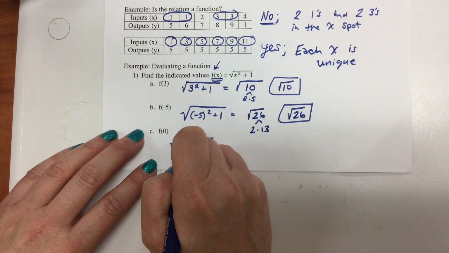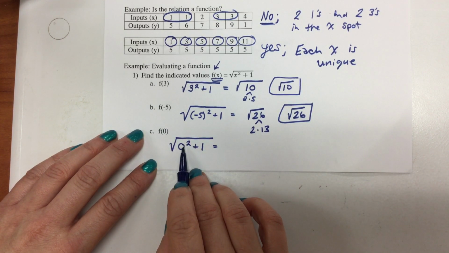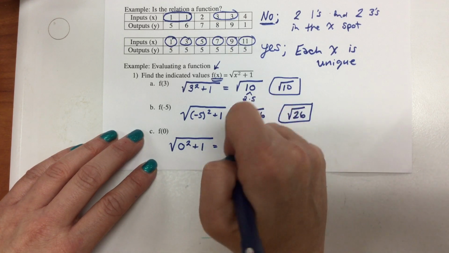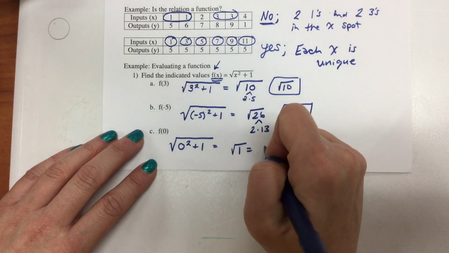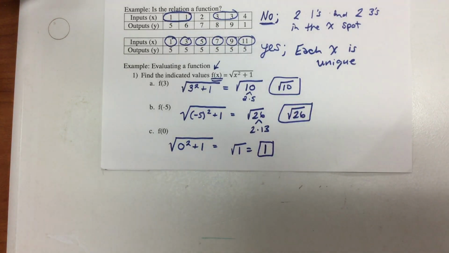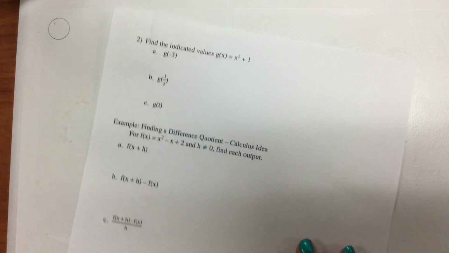So the square root of 0 squared plus 1. 0 squared is 0. 0 plus 1 is 1. So underneath, I have the square root of 1. The square root of 1 has a value of 1. So that's how you can evaluate functions.